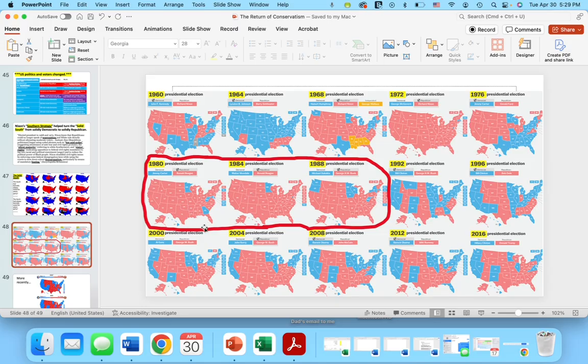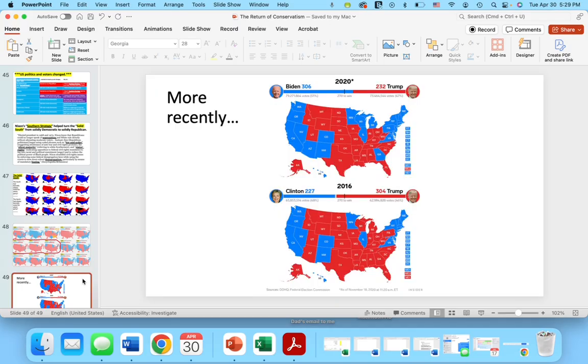And here you're going to start to see the South go consistently red and Republican: 1980, 84, 88, 2000, 2004, 2008. So there is a change there. More recently, Trump won the South, and that was one of the reasons why he beat Hillary Clinton. Trump won most of the South. Biden did win Georgia, and that was one reason why Biden won.